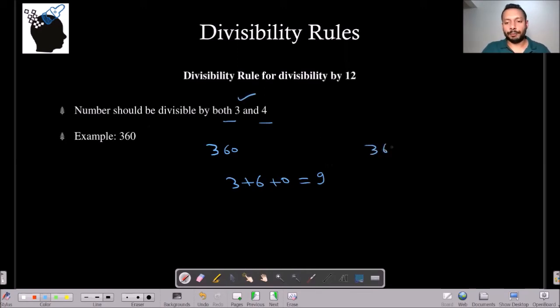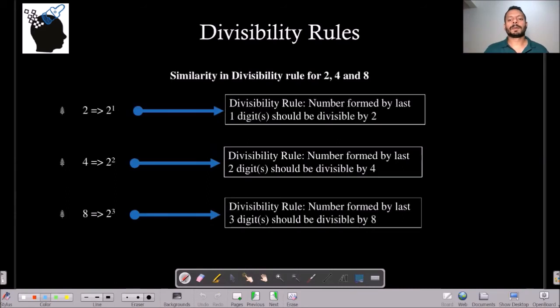Now the divisibility rule by 4, which is nothing but the number formed by the last 2 digits should be divisible by 4. We have already seen this example and we know that 60 is divisible by 4. That means 360 is divisible by 4 also. So 360 will be divisible by 12. Now let's look at some of the similarities between different divisibility rules.